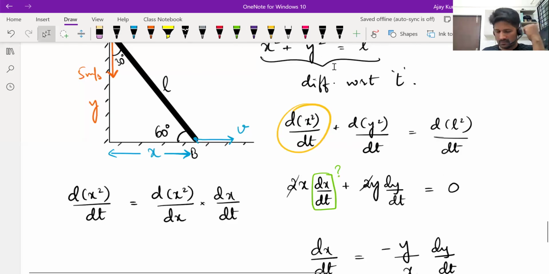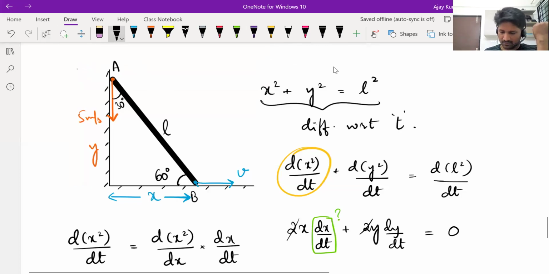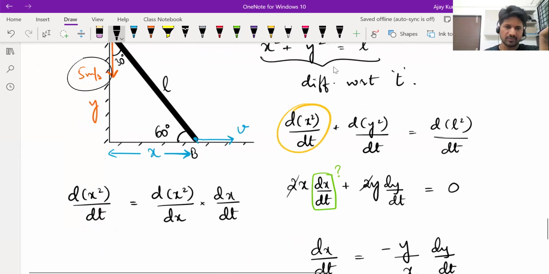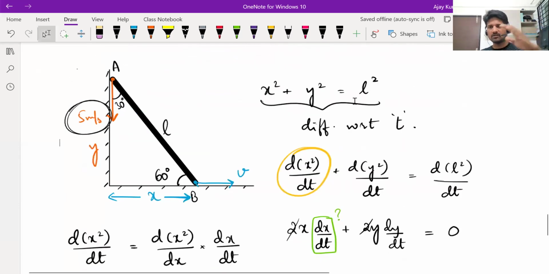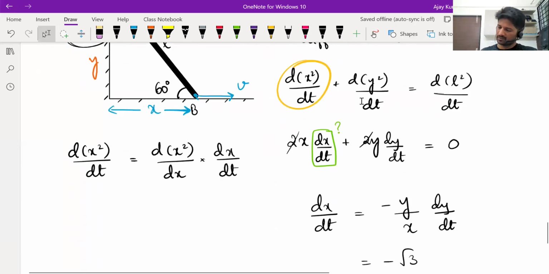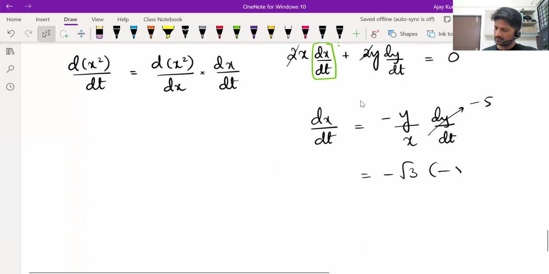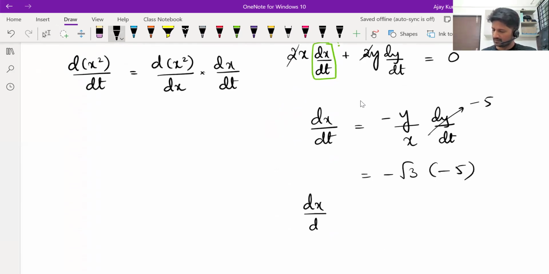Now, in this right angle triangle, for 60 degrees, y is the opposite side, x is the adjacent side. Y by x becomes tan 60. Tan 60 is root 3. And dy by dt, the rate of change of y, is nothing but this speed, 5. But as the rod comes down, y is actually a decreasing value. Y changes at a rate of 5 meters per second, but it is a negative change because it is decreasing. So dy by dt is actually minus 5. Minus minus cancel. You get dx by dt as 5 root 3. That's the speed we are looking for.